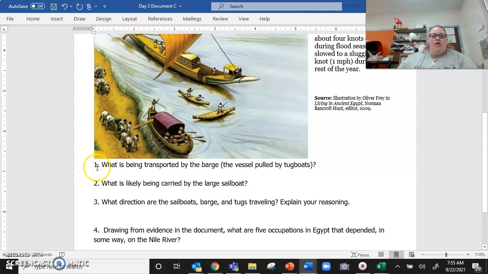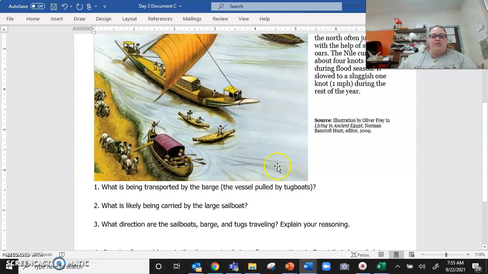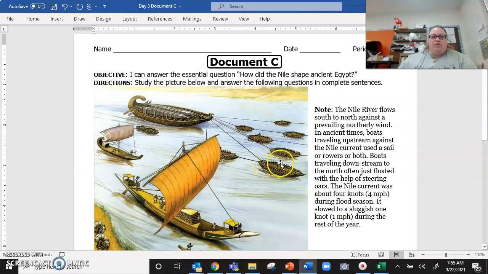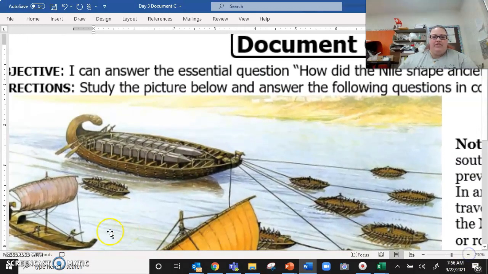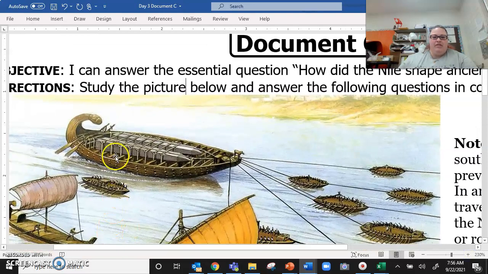Number 1, what is being transported by the barge? So this one right here, the one pulled by tugboats, is the barge. What are those objects that are being transported? Remember, you can always zoom in. So once we zoom in, we see it closer. What in the world are those objects, friends?